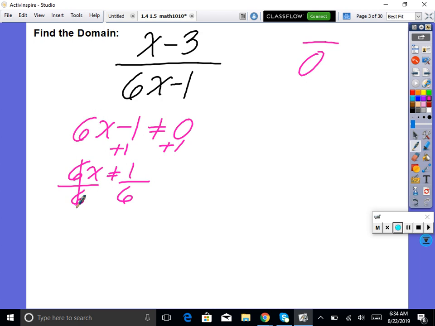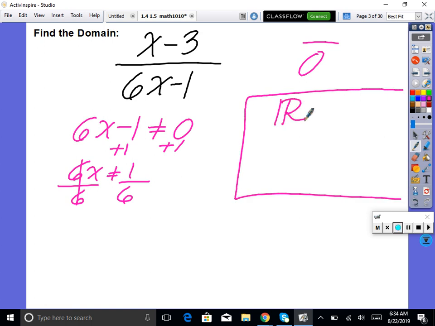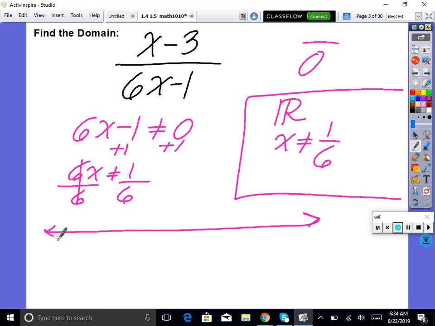Now, I want to just say something, okay? So we know our answer. I was letting you write it like this last time. We said all real numbers except x just cannot be 1/6. Now think about it. Here's my x values going left and right forever. Here's 0. There are a bunch of negative numbers that go to negative infinity, and a bunch of positive numbers going to positive infinity.